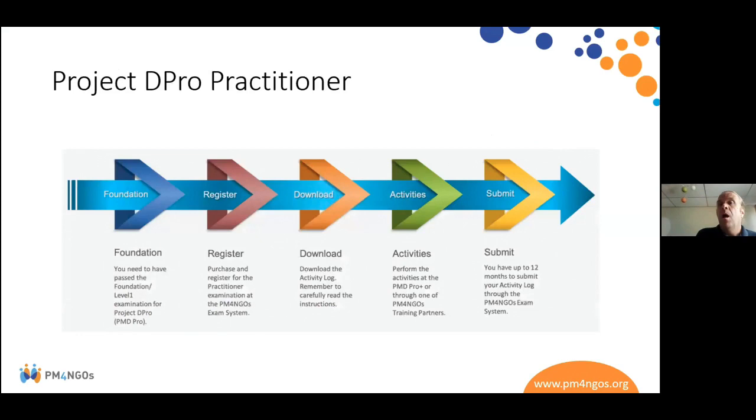So, how do we go about attaining the practitioner qualification? Well, these are the steps involved. First of all, the prerequisite is the foundation. So if you have the foundation, or even if your certificate says PMD Pro level one, that's fine. That's the prerequisite that you need in order to be able to register for the practitioner qualification. So then you would register, and you would download the activity log, which is the space where you tell us all about the continuous professional development activities which you have undertaken. You would perform those activities and record them in the log. And then finally, when you were ready, with a maximum of 1 year from registration, you would submit your activity log, and then we would grade it, and we would let you know the results. So those are the simple steps involved.